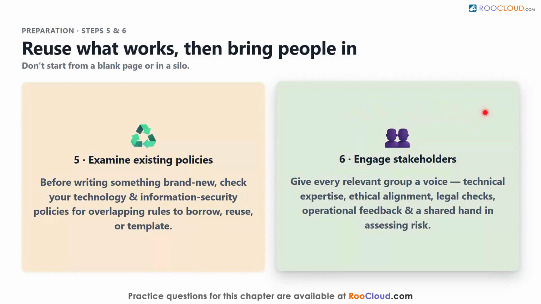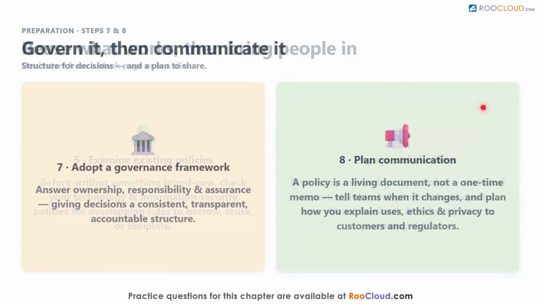The sixth step is to engage stakeholders in developing the policy. Giving every relevant group a voice makes the policy both comprehensive and actually workable. Stakeholders bring technical expertise, ethical alignment, legal compliance checks, practical operational feedback, and a shared hand in assessing risk and defining the guiding principles for AI use.